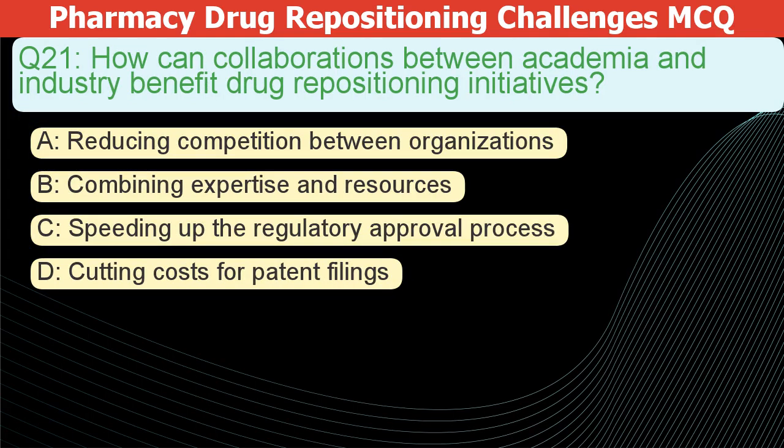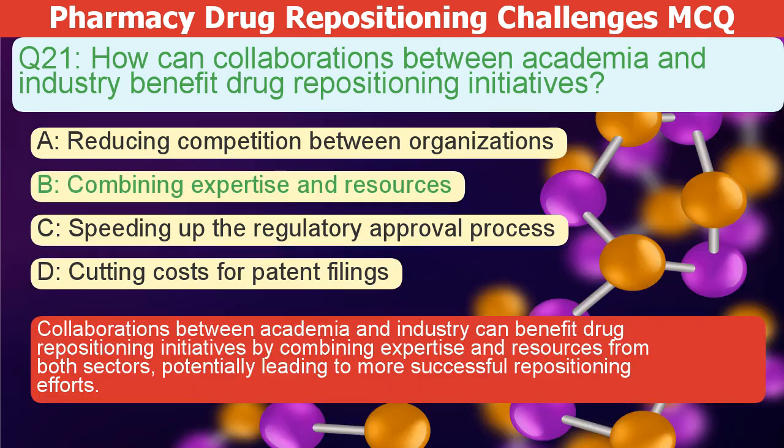How can collaborations between academia and industry benefit drug repositioning initiatives? A. Reducing competition between organizations. B. Combining expertise and resources. C. Speeding up the regulatory approval process. D. Cutting costs for patent filings. The correct answer is B.